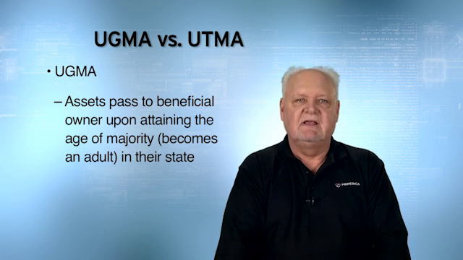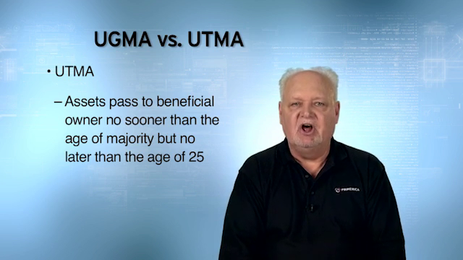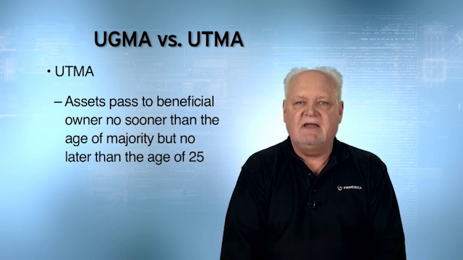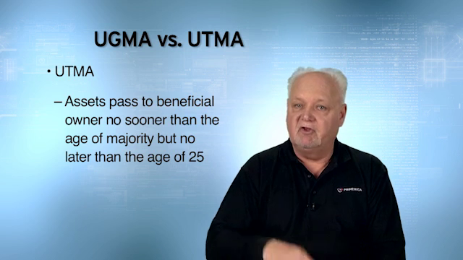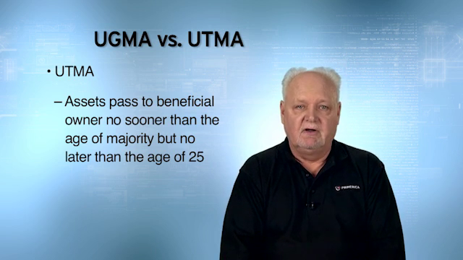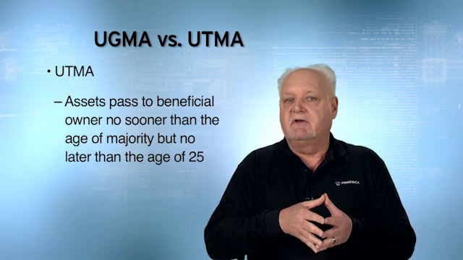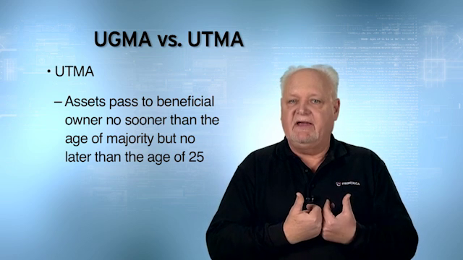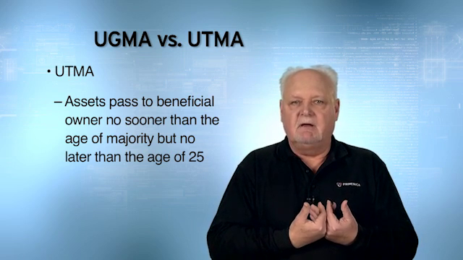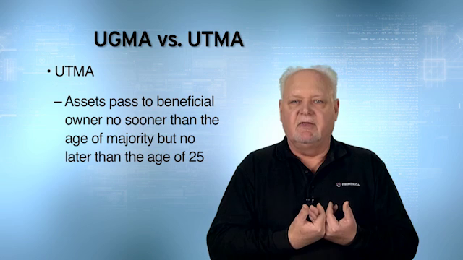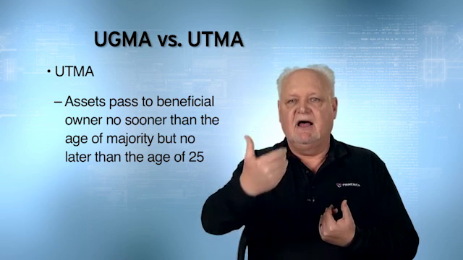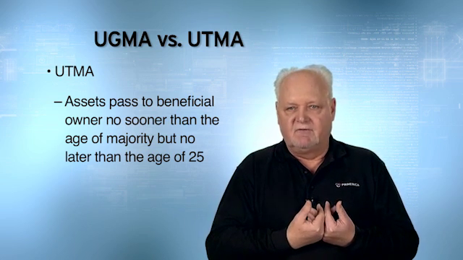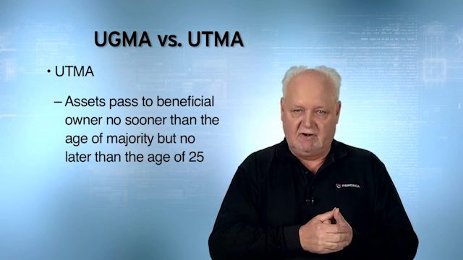Not a thing. It's an UGMA account. Now, if it is an UTMA account, the assets pass to the beneficial owner, the child, no sooner than the age of majority, but no later than the age of 25. So here, the custodian could withhold the assets from the beneficial owner until they grow up, but they cannot hold the assets from the beneficial owner past the age of 25.